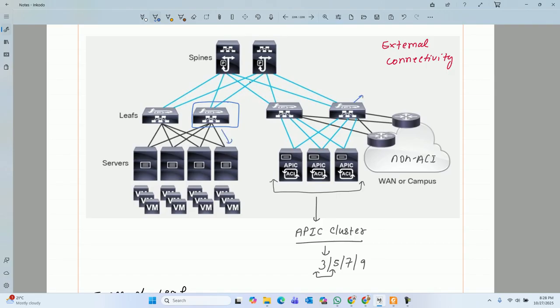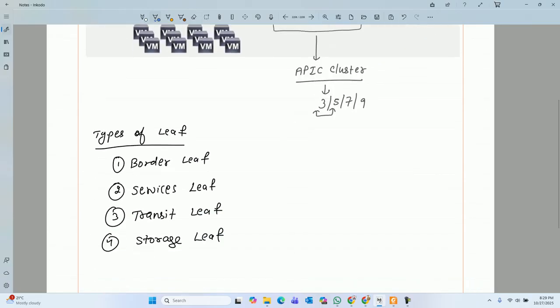But in this case, this leaf can be known as a border leaf. Why am I calling it a border leaf? Because this leaf switch is providing connectivity to a network which is not part of my ACI. These routers are not part of my ACI network. This is also a border leaf. So actually it is just an access switch and also a leaf switch. The role is also leaf, but we are just trying to differentiate on the basis of the type of connectivity it is offering at the moment.